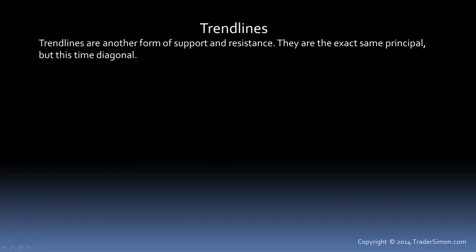Trend lines are another form of support and resistance. They are the exact same principle, but this time diagonal. You only need two swing points to create a trend line. In this example, we see a downtrend line.